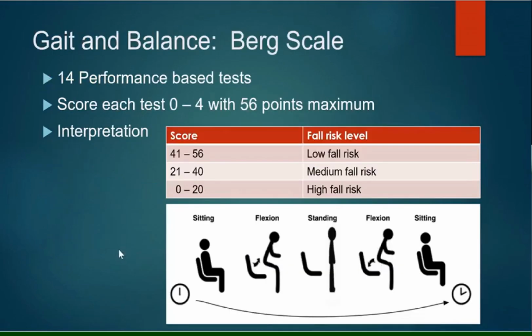So just to get into the Berg scale, there are 14 tests typically conducted by a physical therapist. Each of these performance tests is scored with 5 different points ranging from 0 to 4. Obviously, with 14 times 4, you get a 56 maximum score. And you can see the interpretation here.